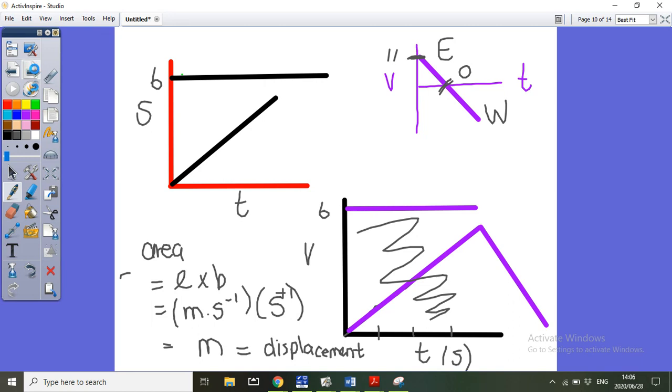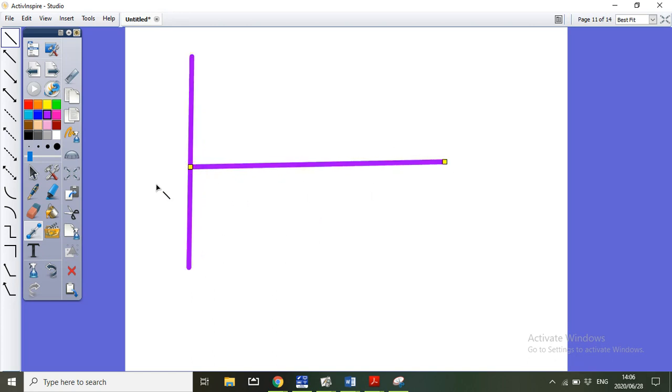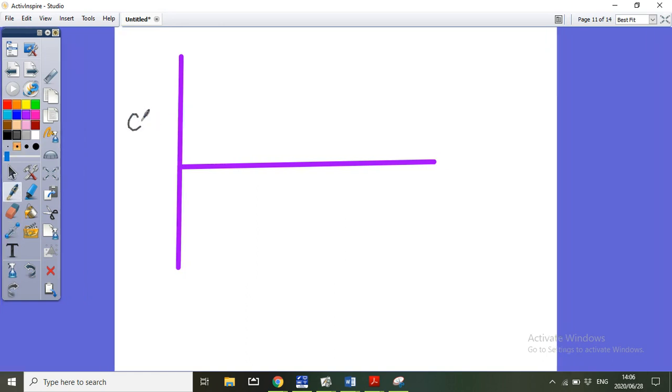Now the last one that we have to look at, and I've still got a clean page, is an acceleration time graph. And I don't know why people ever lose marks for this, because acceleration, we already said we're only going to have constant acceleration. That means my acceleration can't change. It can change between time intervals. But if I'm looking at movement from 0 till 5 seconds, I cannot have a curve ever. I cannot even have a line going up and down.